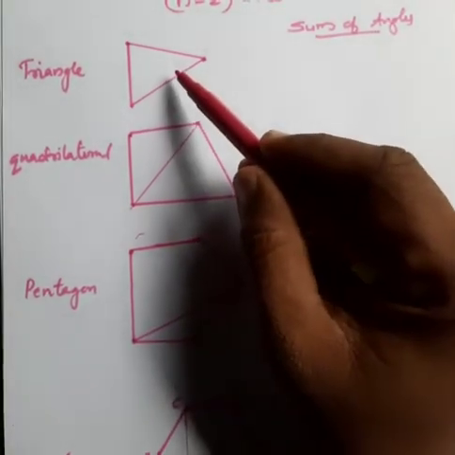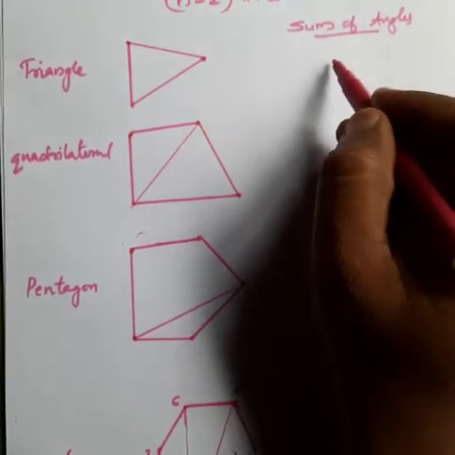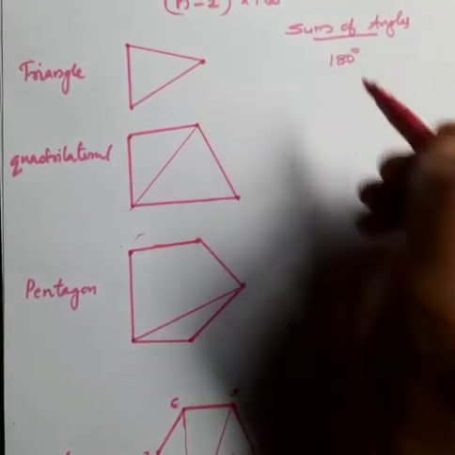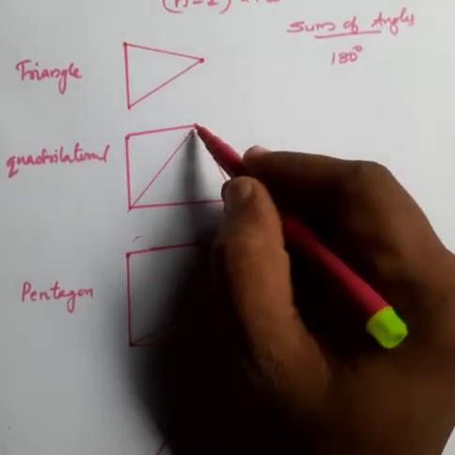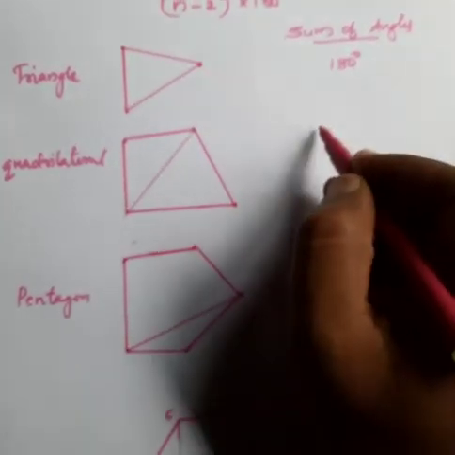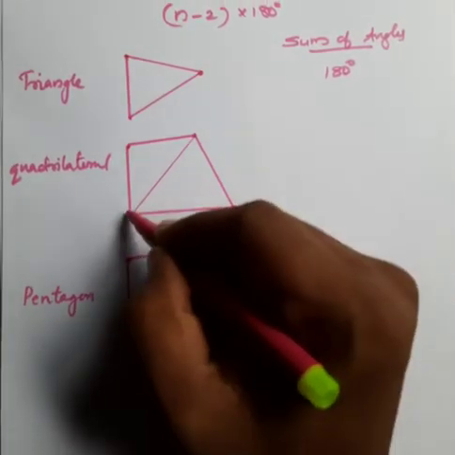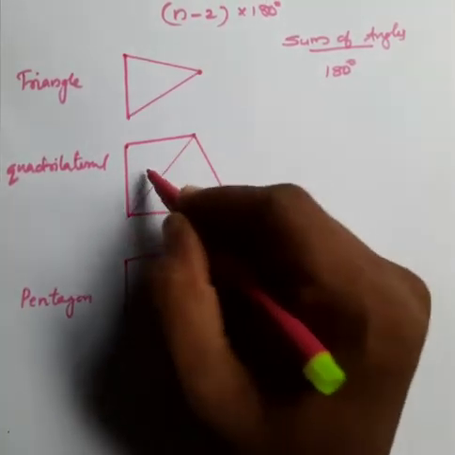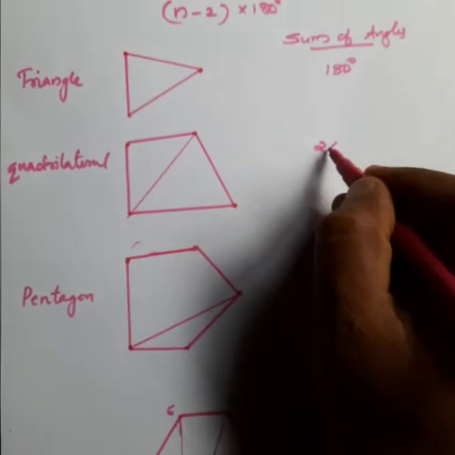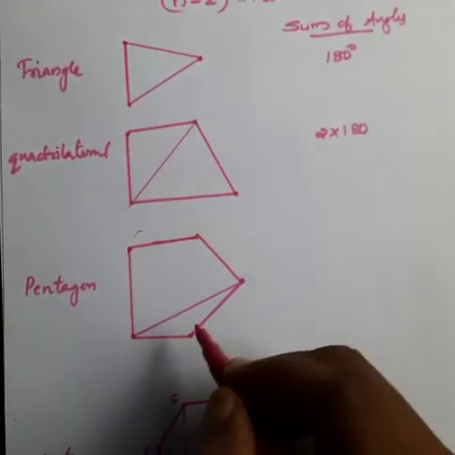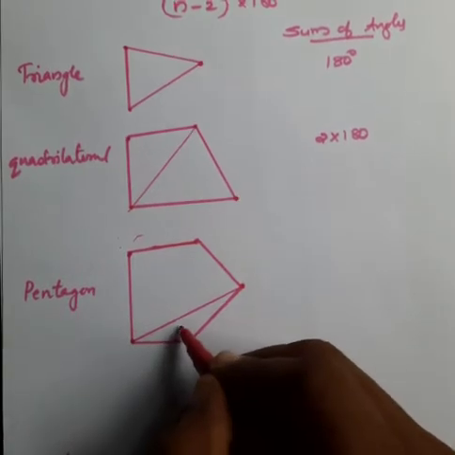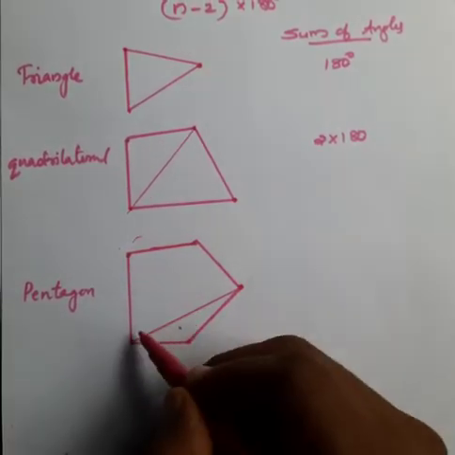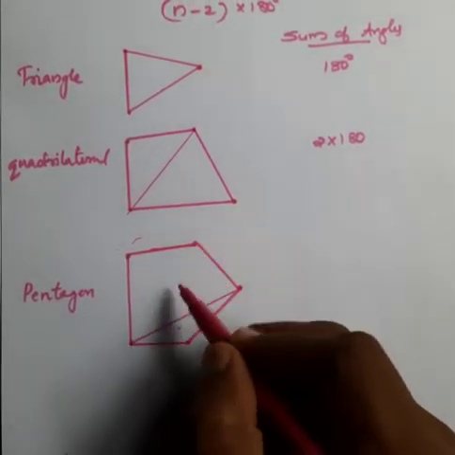So this is the triangle. The sum of angles of a triangle is 180. Yeah, this is a quadrilateral with 4 sides. So if you draw a diagonal like this, you will get 2 triangles. So 2 into 180. Then this is a pentagon. You will get 1 triangle, and if you draw one more line here, you will get the next triangle.